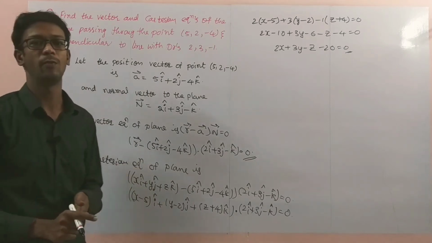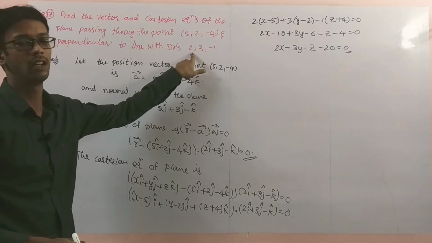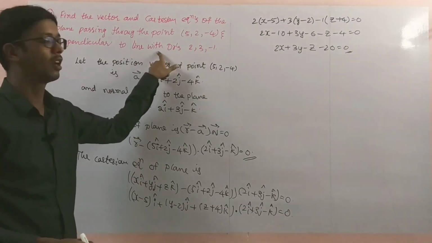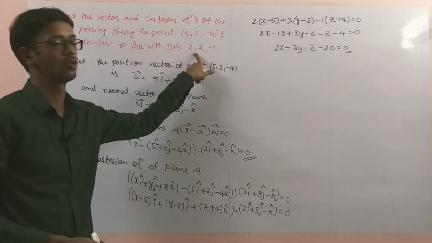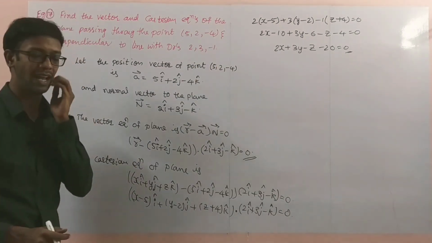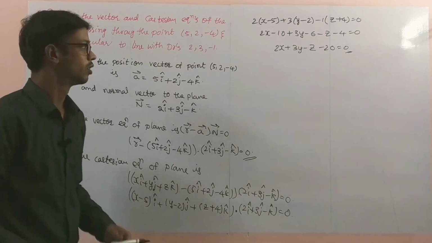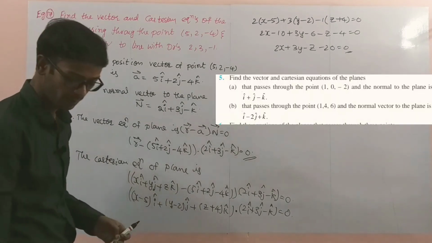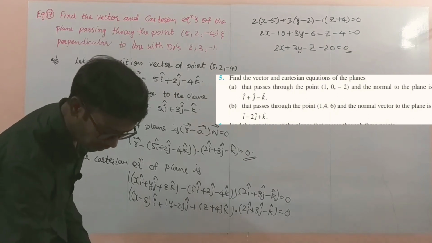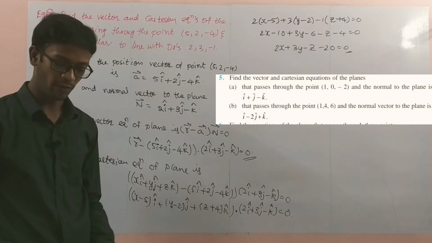Cartesian equation of the plane which is passing through this point and perpendicular to the line with the direction ratios 2, 3, minus 1. So this is the way of finding the plane equation passing through the point and perpendicular to the vector. Similar problems are there, similar problems in exercise 11.3, I displayed there.